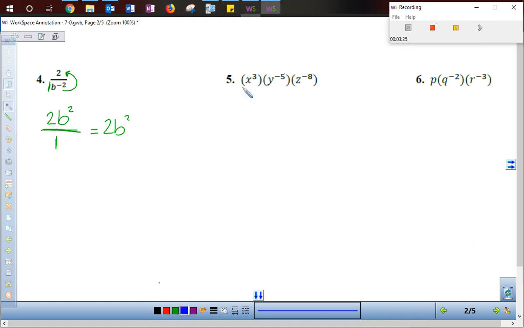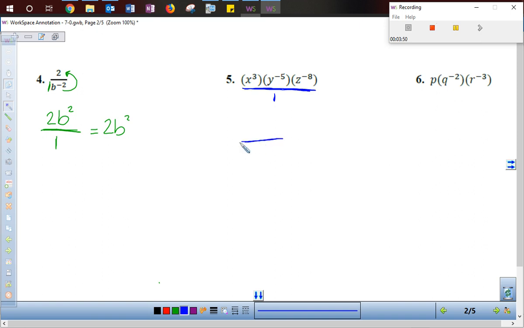Now on number 5, we have a lot of different things going on. You just have to remember, these are all like fractions. We can say this is one big fraction because it could all be over 1. So we just have to see if we need to keep the term where it's at or move it to go somewhere else. So on my first guy right here, x to the third, that is already a positive exponent. We don't have to move that.